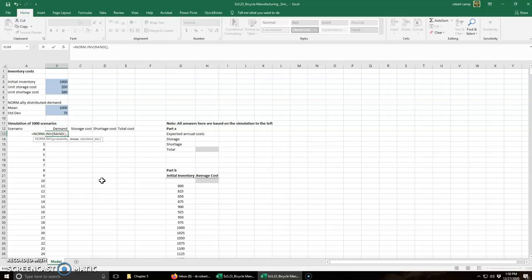So now we've got our mean. What is our mean? Our mean is going to be 1,000 units. We're definitely going to lock that in. And then our standard deviation is going to be 75 units. We're going to lock that in.